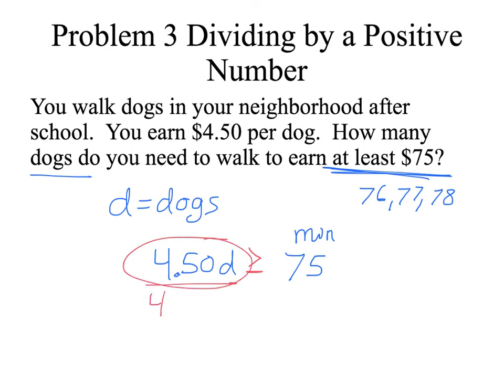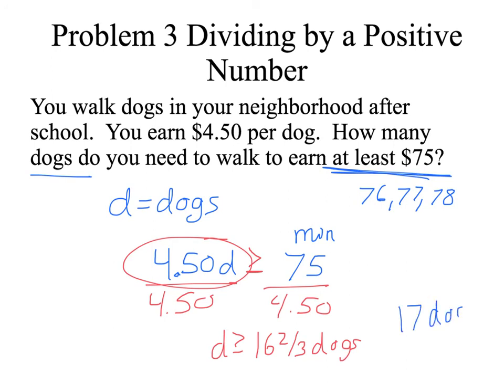And then if we divide both sides by 4.50, you get D equals, when I put this in my calculator, I got 16.66666 repeating, so that's 16 2/3 dogs. Oops, actually I don't want to put this equals. You want to make this greater than or equal to 16 2/3 dogs. And because you can't walk 2/3 of a dog, if it has to be greater than 16 2/3, how many dogs do you need to walk to earn at least $75? It's going to have to be 17 dogs.